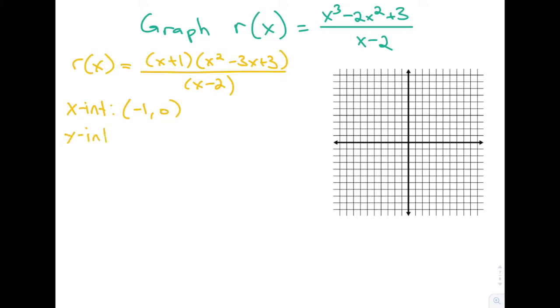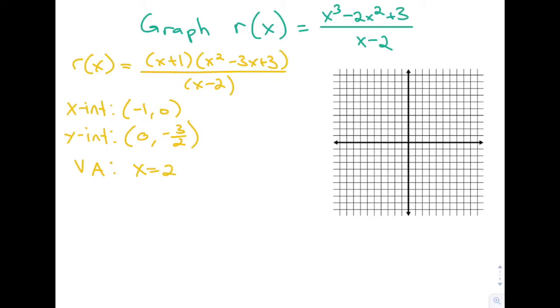But y-intercepts. So now we plug in 0 into our rational function. So we get 0 cubed minus 2 times 0 squared plus 3 over 0 minus 2. So that's -3/2, which then tells us that the coordinates of our y-intercept are (0, -3/2). So vertical asymptote now. For the vertical asymptote, we only have one 0 in the denominator. So our vertical asymptote will be at x = 2.